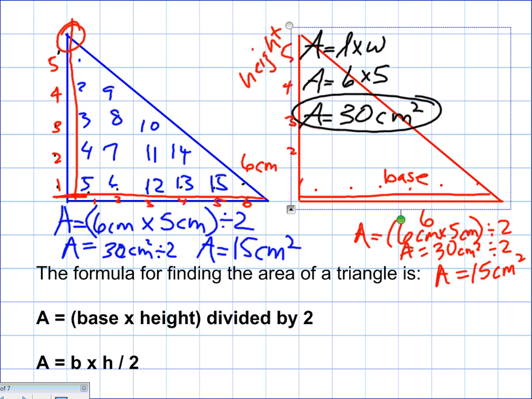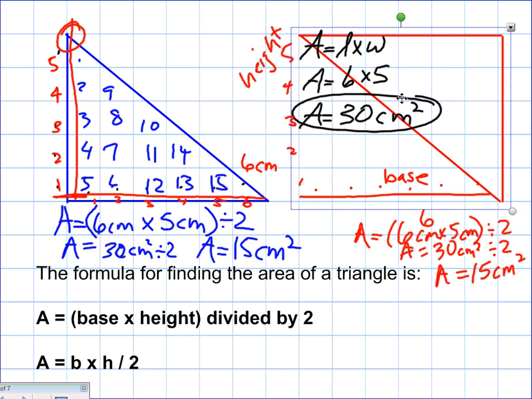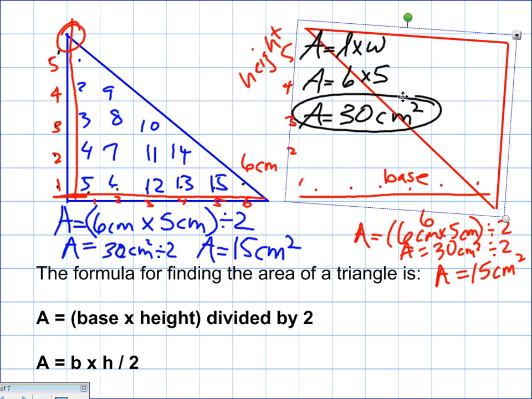Now the interesting thing, if we take the two triangles and we were to put them back together into that rectangle, hopefully you're already saying to yourself, well, if we do that and you ask me to find the area, I already know the area of the rectangle is 30 square centimeters.